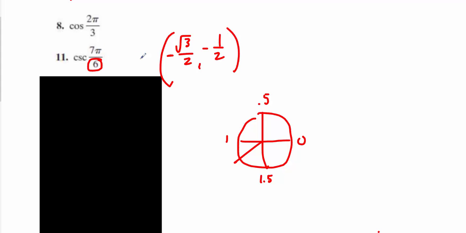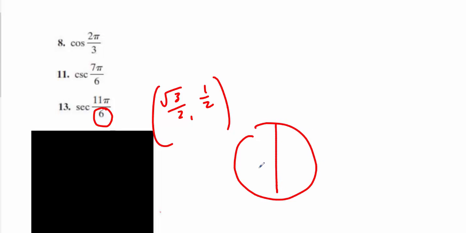Now if I want to know the cosecant of this, we know cosecant. So cosecant I know is the opposite of what? Opposite of sine, or 1 over y. So I'm just going to invert the y, so the cosecant here is -2.